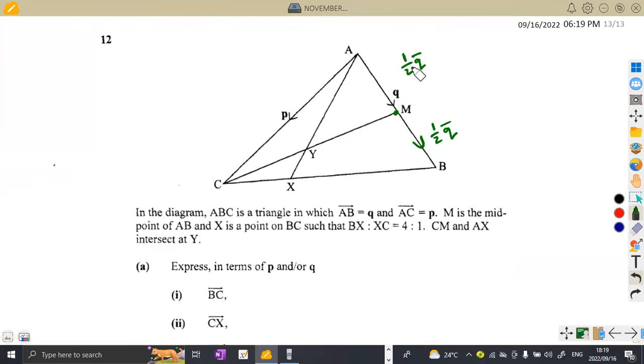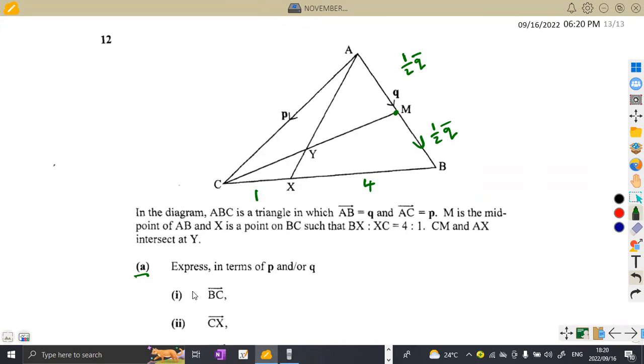So I was saying this is actually 4 and the other one is 1. Okay, so let's indicate here. It's going to be 4, and this is going to be 1. Now we are given that CM and AX intersect at Y, okay, this one, they intersect at this point Y. So this is just like 4 units. It's not like that's your vector, it's just a ratio, okay?